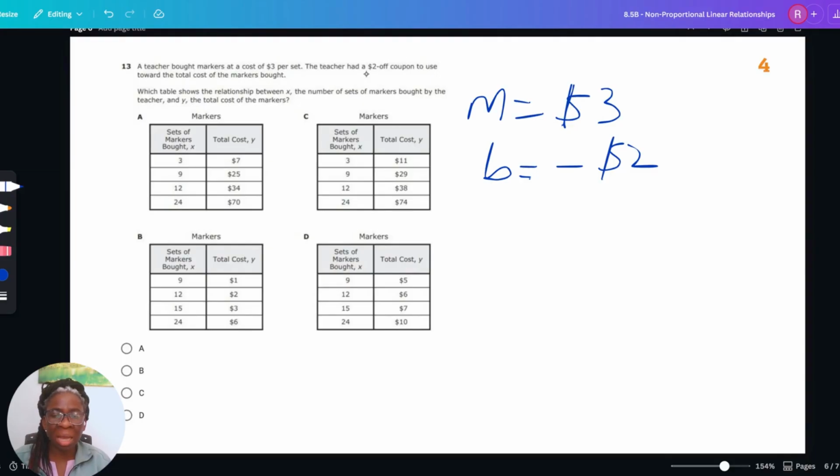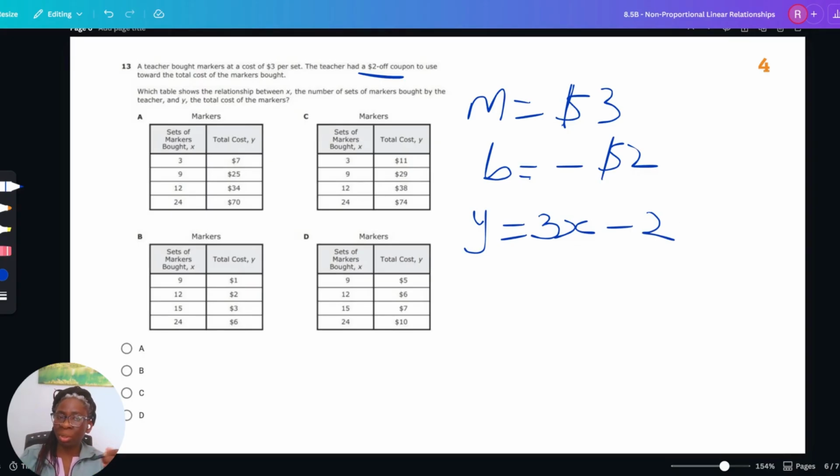So take note, don't add 2. If you add 2, you will get a wrong answer. It says $2 off. So that means it will be -2 to use towards the total cost of the markers bought, and it is a one-time coupon. Not that $2 will be subtracted for every purchase, but it is a one-time subtraction. So now, if you want to write our equation, our equation will be y equals 3x minus 2. Because it is a coupon, we are subtracting it from the payment.